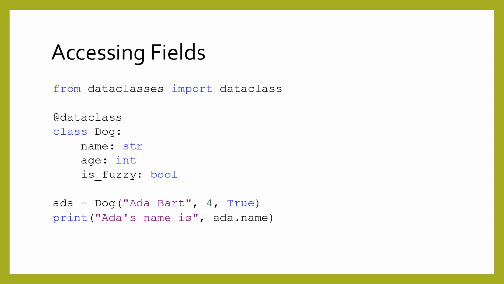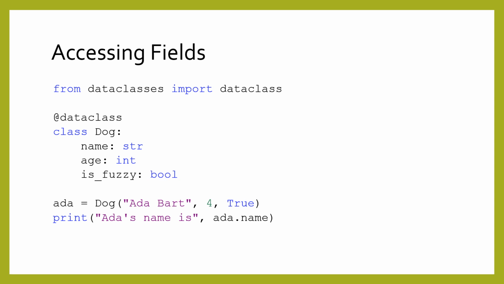One of the most critical parts of using an instance is to access its fields. The period and the name of the field are used to access those fields. Generally, you can think of a field as like a variable that lives inside of an instance. In the code shown here, we access the name field of the dog instance stored in ada. A critical thing to understand, however, is that you can only access the fields of an instance, not a data class.